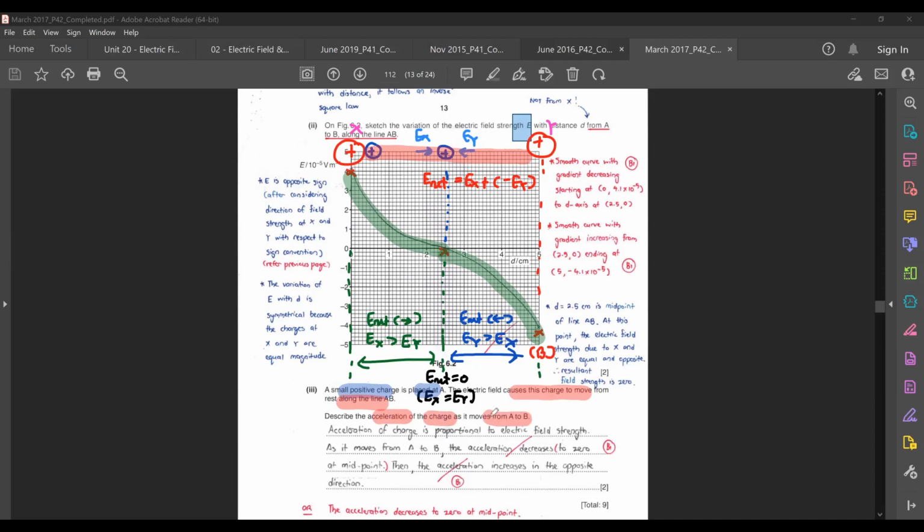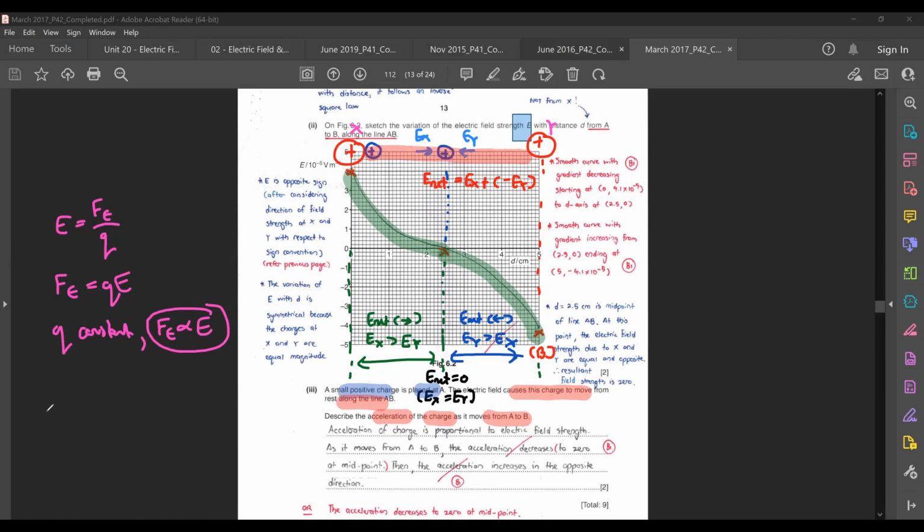Okay. So consider this. One of the things that I did mention to you was that field strength is Fe over Q, right? So Fe is actually QE. Now, if your Q is constant, that would mean that electric force is proportional to your field strength. Okay? Electric force is proportional to your field strength.